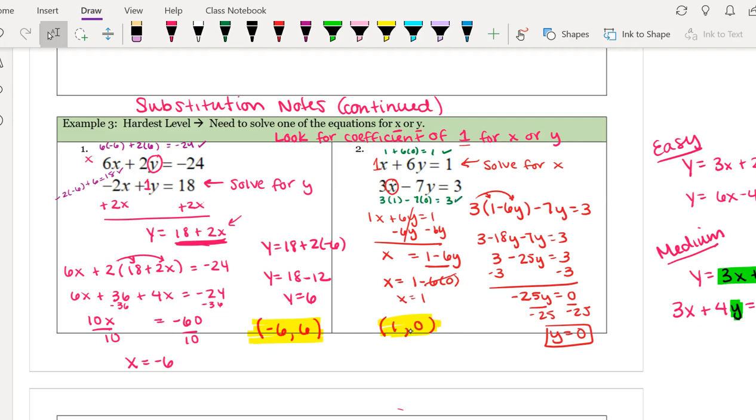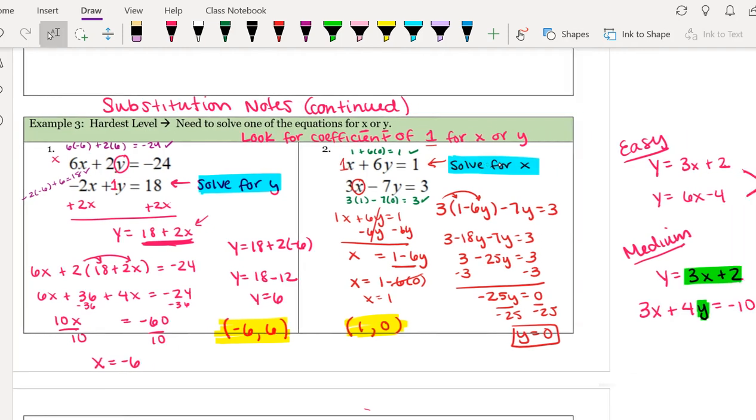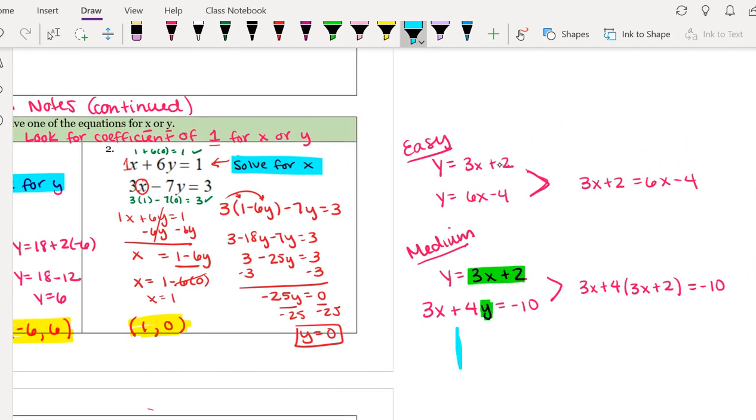Okay, so that's what you do when you're trying to do substitution in a more difficult level. Your goal is to solve for y or solve for x, so then you can do the same thing that you did in the medium level question. Okay.